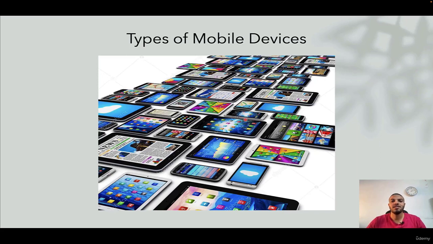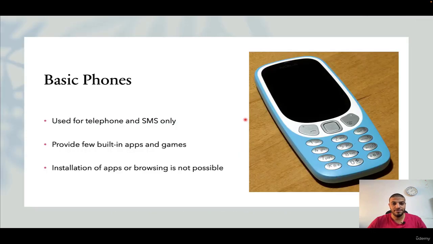Next, we need to discuss the types of mobile devices. Which device is considered a mobile device and which is not. So first we have the basic phone. The basic phone is very old and ancient, but it is still used until today in 2022.